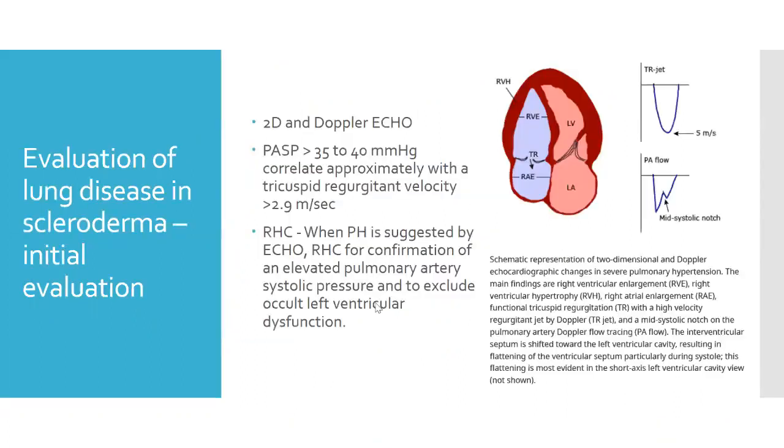And echocardiography. These are some of the common signs of pulmonary hypertension on an echo. So right ventricular enlargement, right atrial enlargement, presence of a high-velocity tricuspid regurgitation jet. Typically, when we see a pulmonary artery systolic pressure above 35 to 40, that correlates with a regurgitation jet velocity of more than 2.9, and that would be suggestive of pulmonary hypertension. And when PH is suggested, these patients should undergo right heart catheterization.